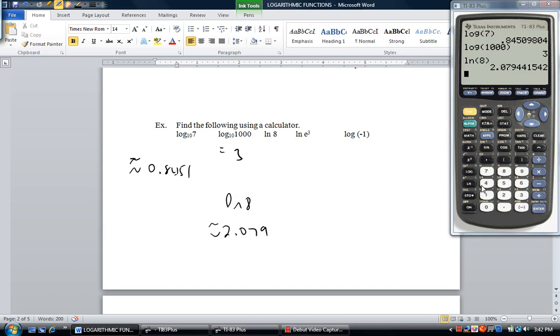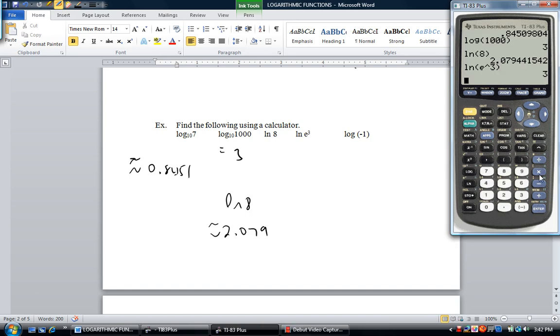ln of e to the third power. Now when I type this one in, let's just bring up this e over here. We got two of them. We got one above the ln and one above the division. I'm going to bring up the one above the division to the third. It has fewer parentheses. The answer is going to be 3. And I'll explain that to you later on.